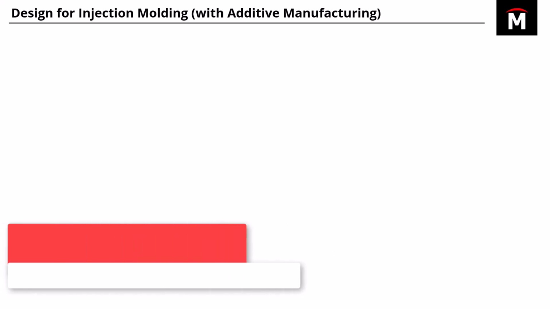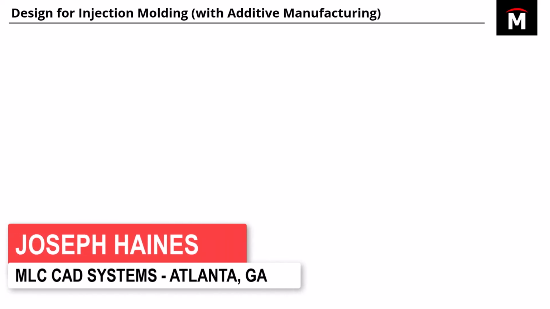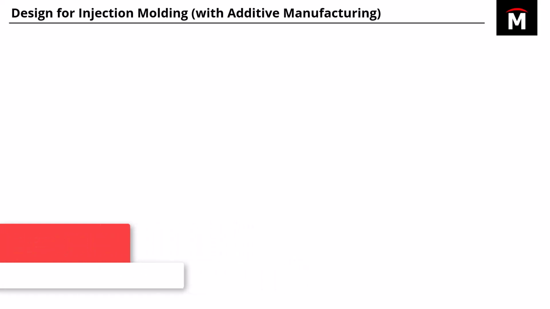So with this and all in mind, let's talk about design for injection molding. Now, we're probably more familiar with design for injection molding with CNC machining or subtractive manufacturing in mind. But with additive manufacturing in mind to produce the mold, there's a lot of carryover. There's a lot of similar design principles there. So let's start out with a few of these.